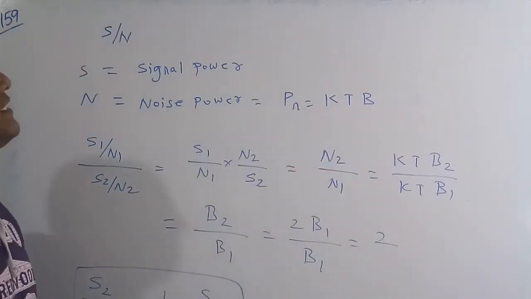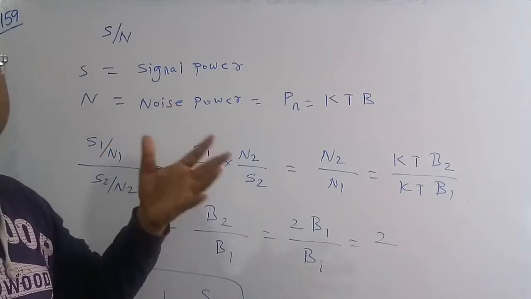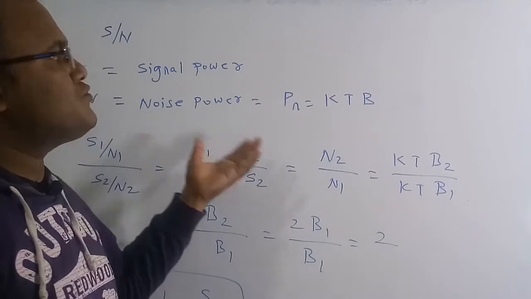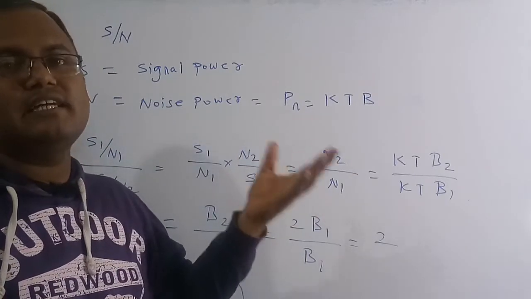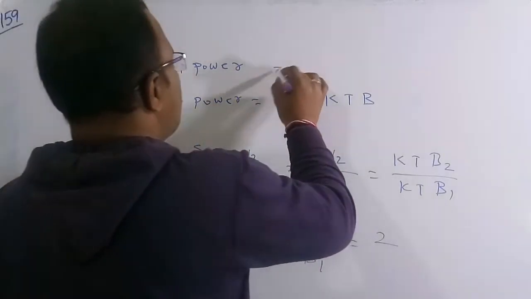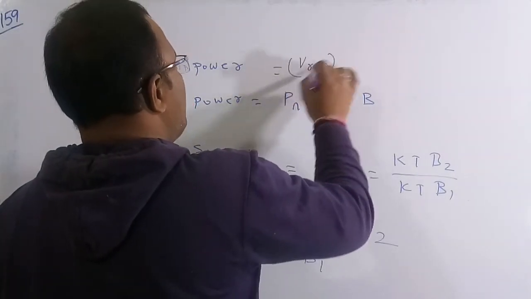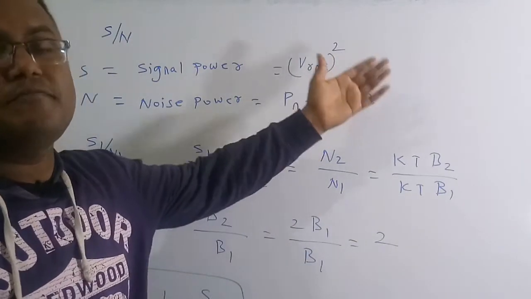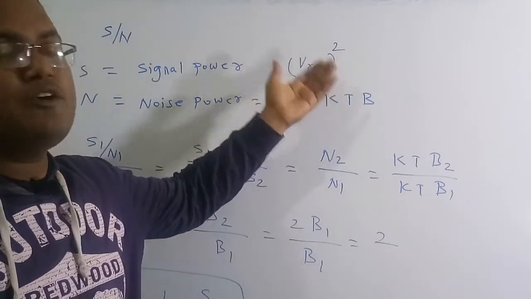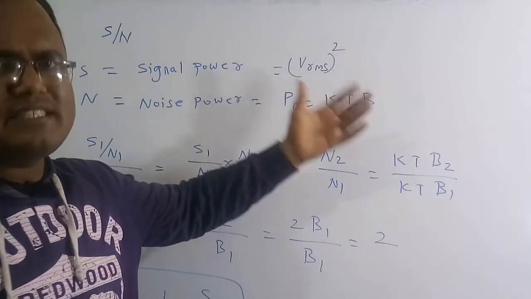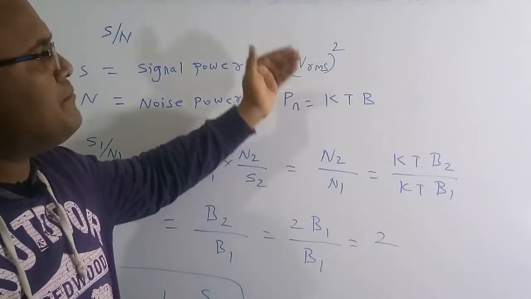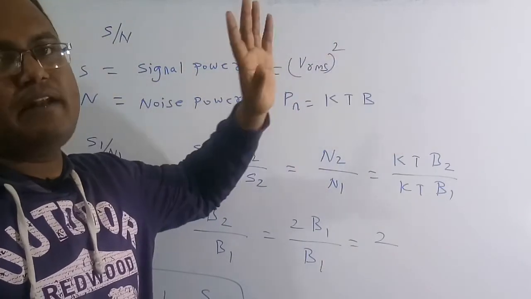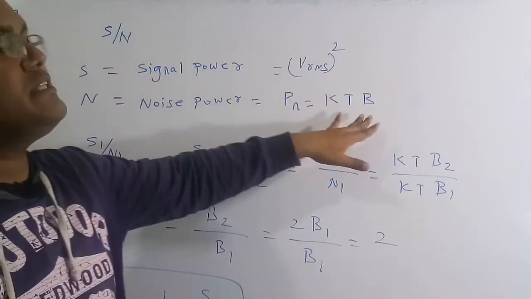Here the signal power depends only upon the magnitude of the message signal, that is, the RMS value squared of the message signal. The signal power is the RMS of the voltage whole squared. It depends only upon the RMS value of the voltage or current signal, but it is independent of the channel bandwidth. Only the noise power depends upon the bandwidth.